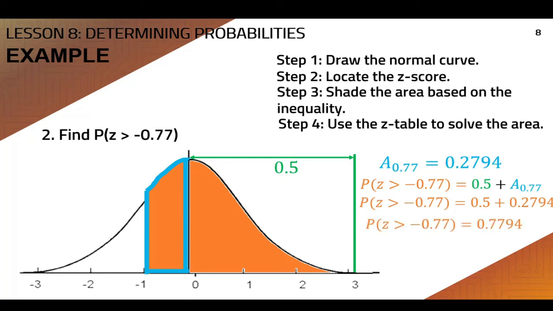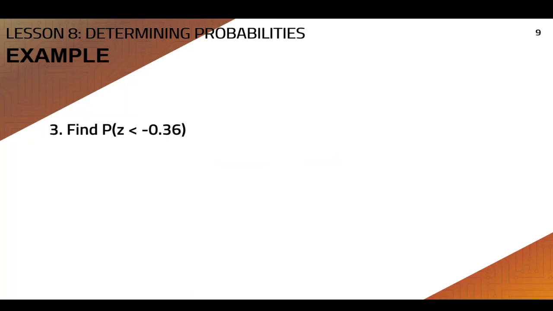Good. Ang makukuha nating probability greater than negative 0.77 ay 0.7794. Take note, ang area ng normal curve, it represents what? Percentage, proportion, and probability. Kuha ba? Okay, good. Next. Okay, so next problem.